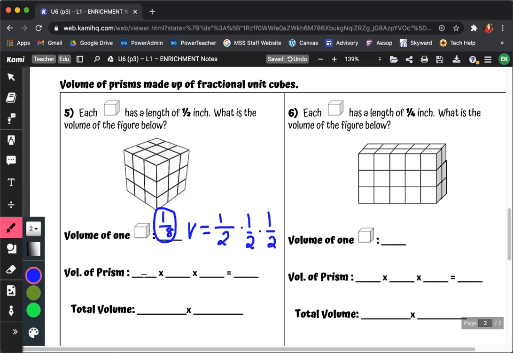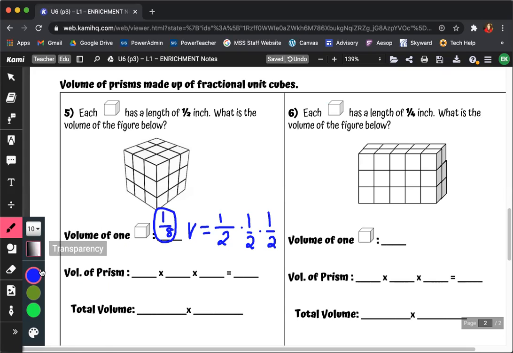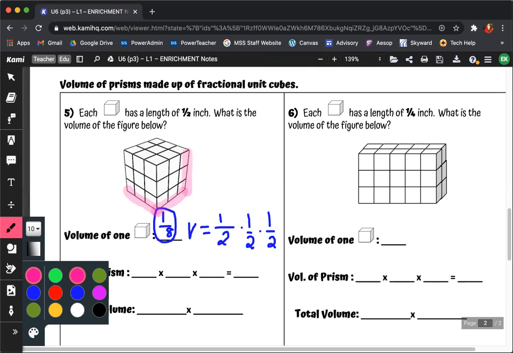So that's what I'm going to look at next: the actual volume of the prism. If we ignore those individual cubes for a minute, I'm going to go back and figure out the dimensions of this prism. We've got our length, our width, and our height. I'm just calculating, okay, how big is this shape?